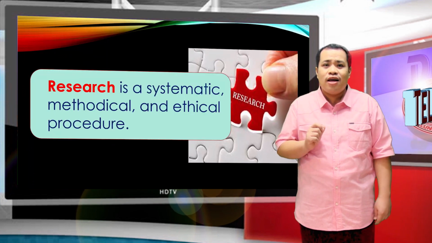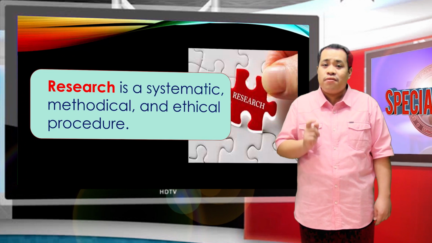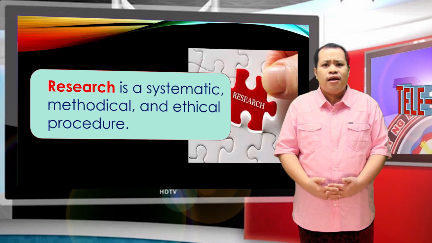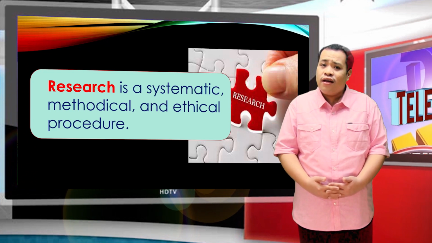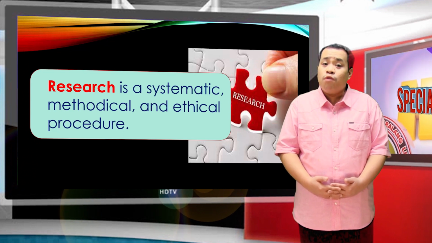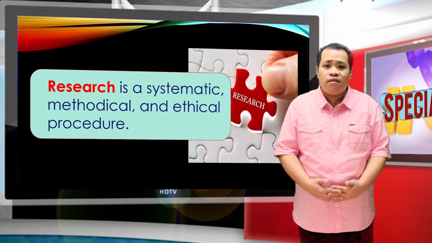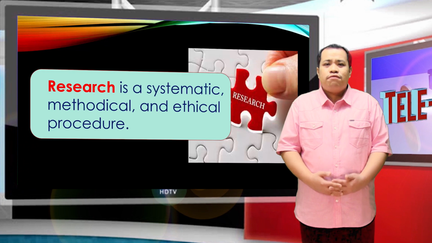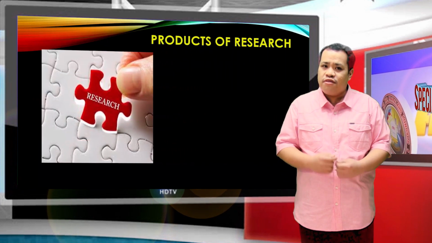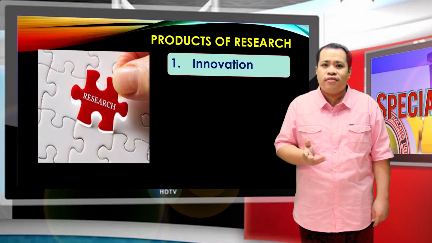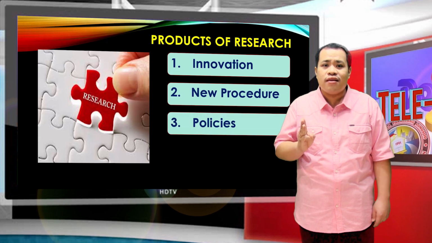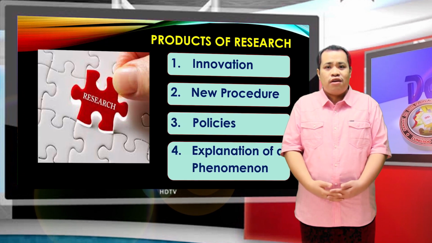Another definition is that research is a systematic, methodical, and ethical procedure. Actually, research is an organized inquiry carried out to provide information for solving problems. It involves different processes and methods which lead to the discovery of something. The following are the 4 products of research. The first one is innovation. Number 2, new procedure. 3, policies. And lastly, explanation of a phenomenon.